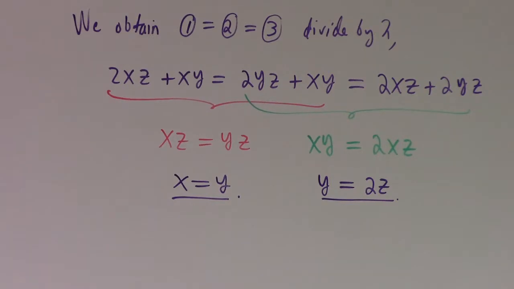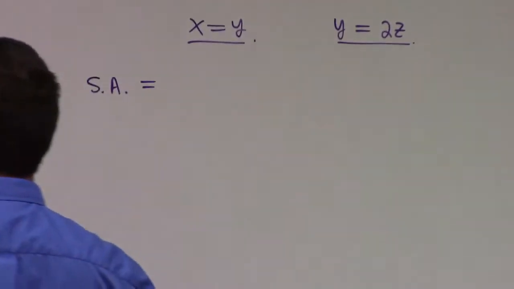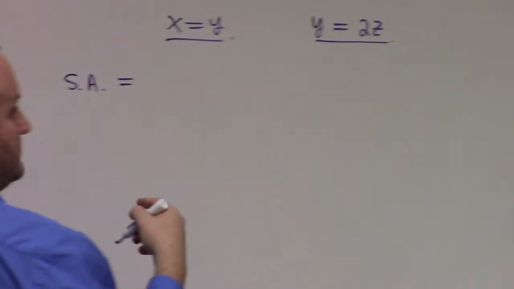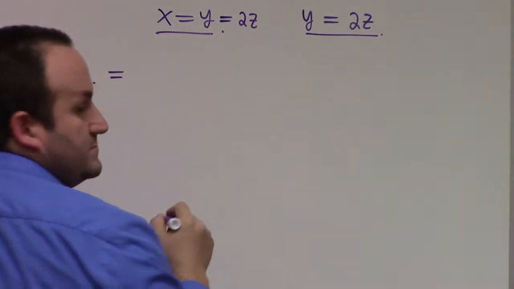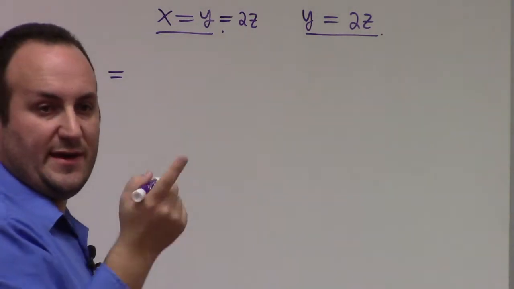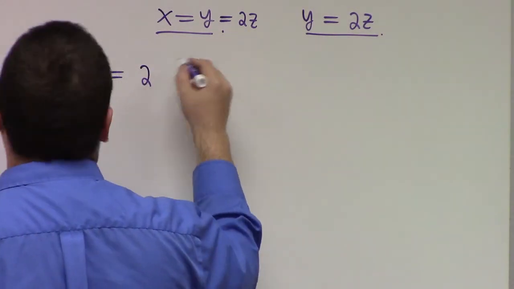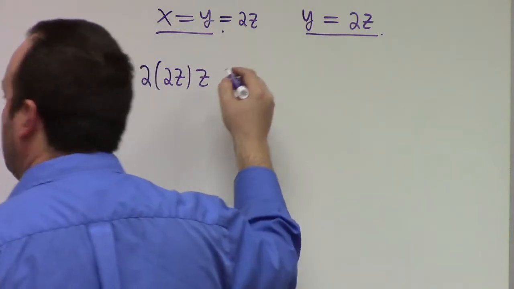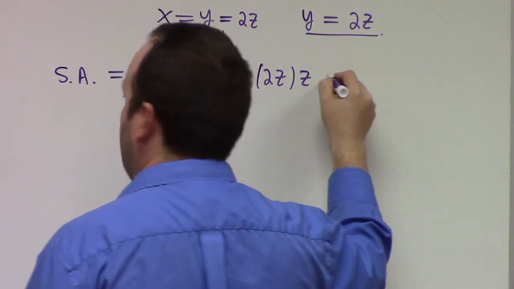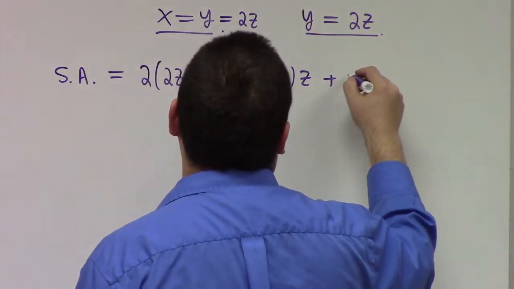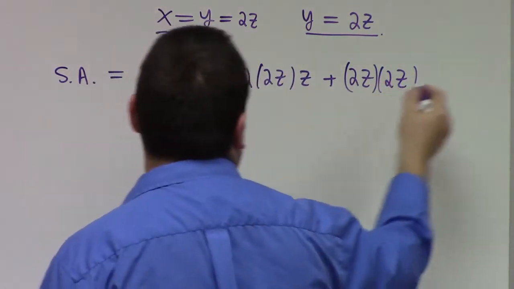So now we can go back to the surface area. What do we get? Which variable do we want to keep? X is equal to y, but y is equal to 2z, right? So we can make everything z. So I have 2 times 2z times z plus 2 times y, but y is 2z, times z, plus x times y, which is 2z times 2z, right? All of that's equal to 12.